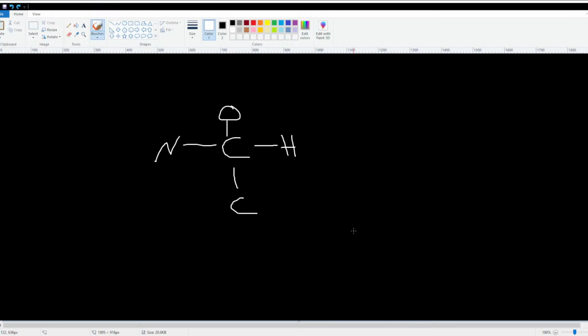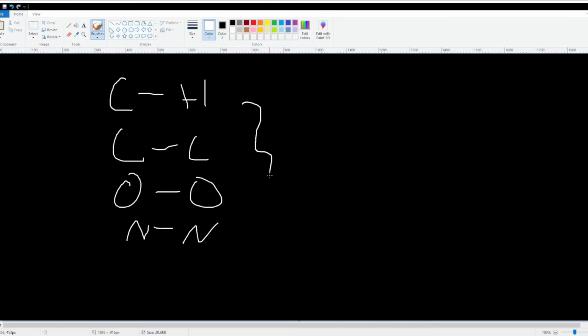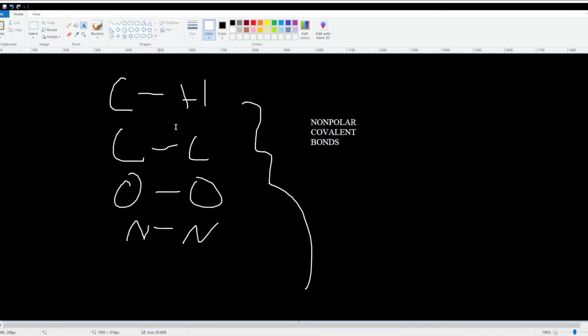What else? So one last thing I want to go over, and I get a lot of questions about this. So here it is: carbon and hydrogen, and then anything bonded to itself. So carbon and carbon, oxygen and oxygen, nitrogen and nitrogen, whatever. All of these are non-polar covalent bonds. So carbon, hydrogen, non-polar. Anything to itself, non-polar.